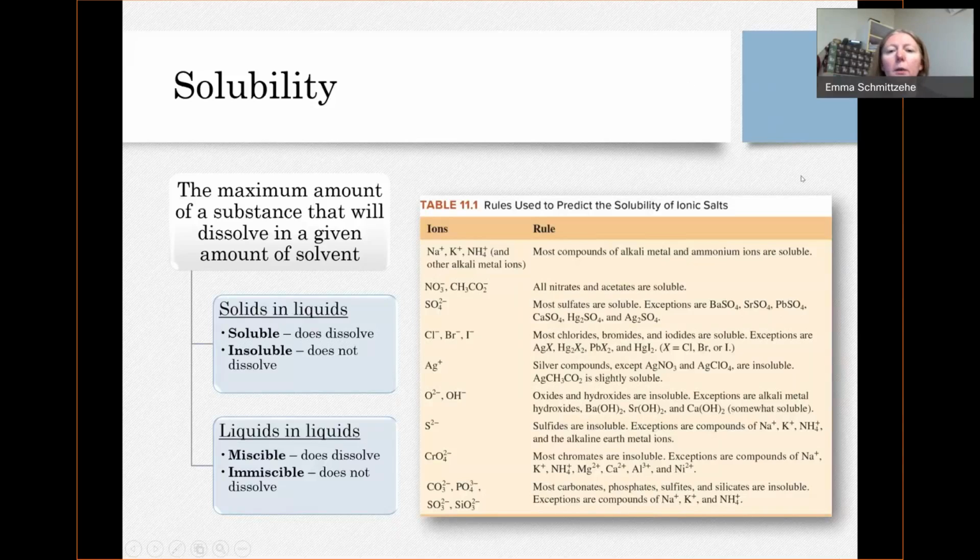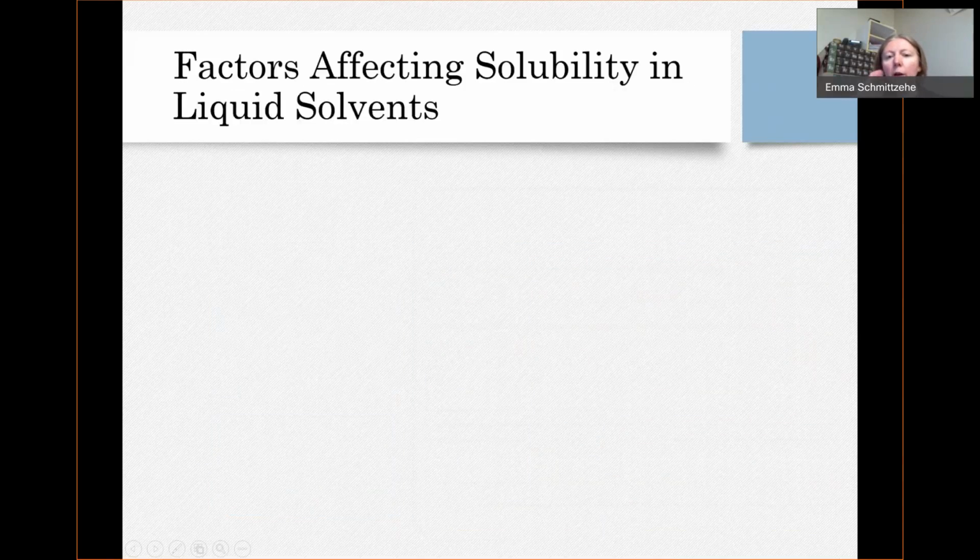Okay, now let's talk a little bit about the factors that affect solubility.